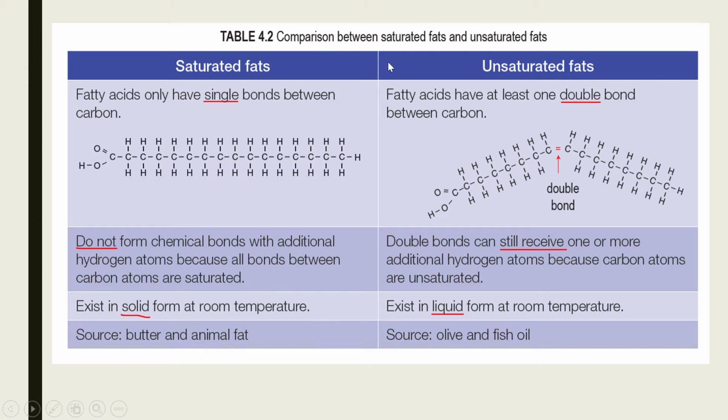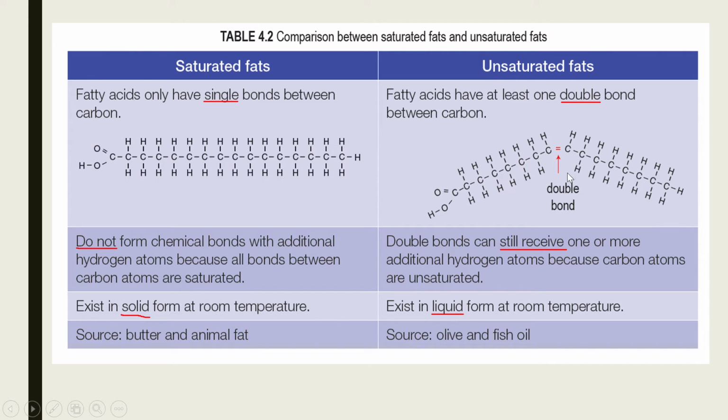Now the differences, in terms of the bonds between the carbons. Look at the C: saturated fatty acids only have single bonds between the carbons, but for unsaturated fats, as the name itself suggests, you see fatty acids having at least one double bond between the carbons.